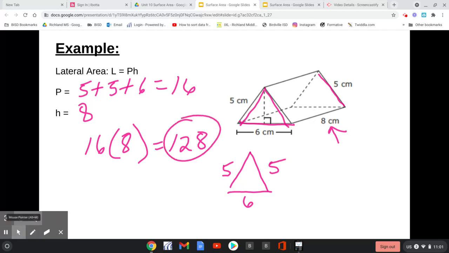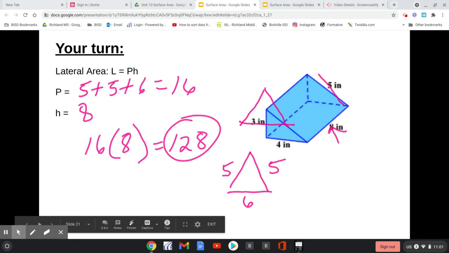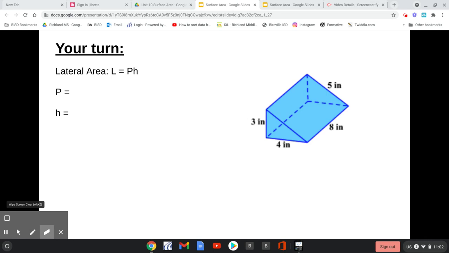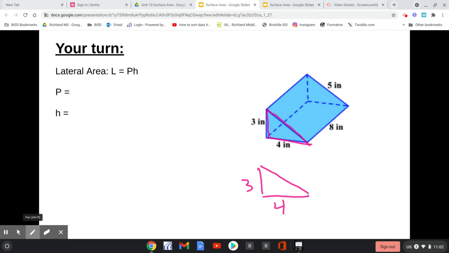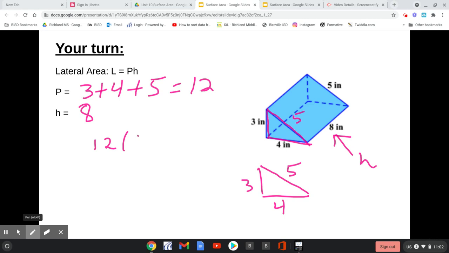See if we have another one. Yes, we have a ton of these. So step 1, I'm going to draw the base, highlight the base, redraw the base, and I see I have 3, 4, and a 5. So let's add them together. 3 plus 4 plus 5 is 12. And the height of this thing is 8. So we have 12 times 8, and that will be 96.